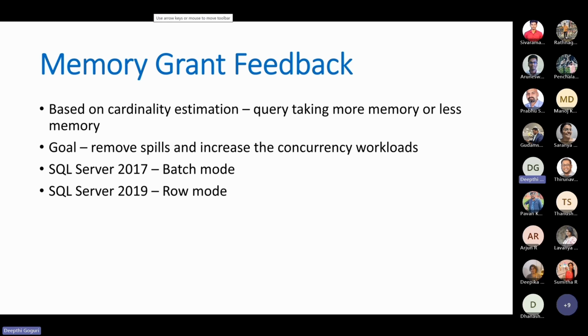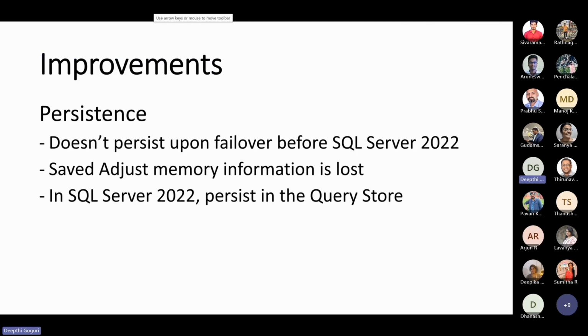In SQL Server 2017, we have it in batch mode. In SQL Server 2019, we have row mode. But in 2022, these were the updates: the memory grants are observed over time, the queries are analyzed over time, and memory grants are allocated properly so that it can avoid spilling to disk.